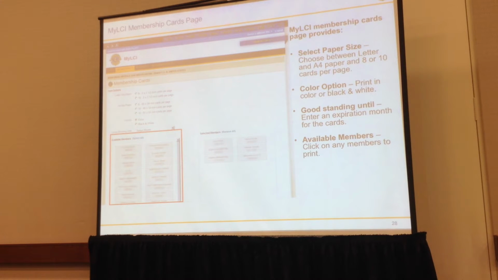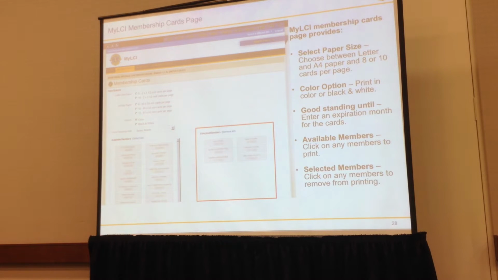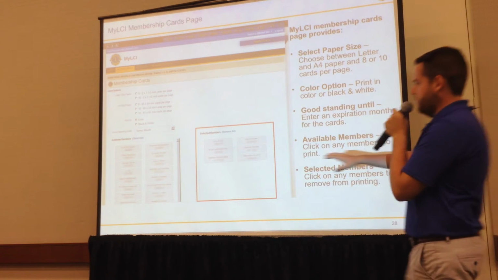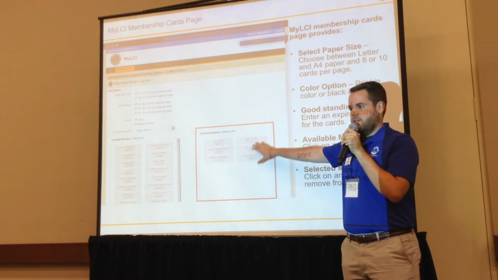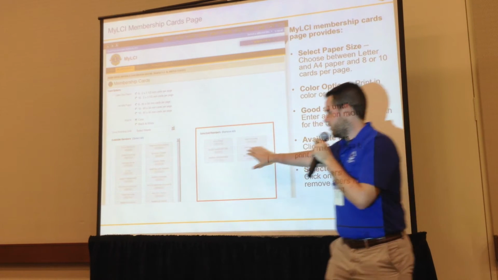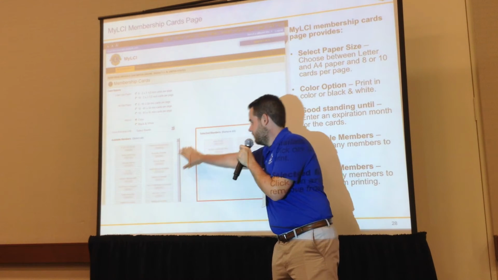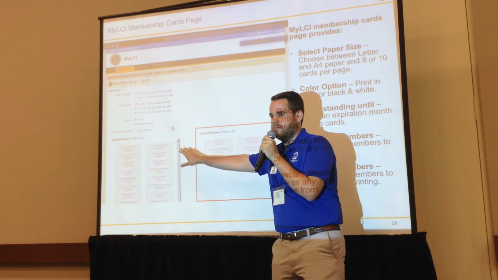You can then select the members from the active members box which you want to print your cards for, or you can remove members from the selected members box. So basically, any members that appear in this selected members box, you can print cards for those members. They're going to transfer from the active members to selected members when you click on their name.